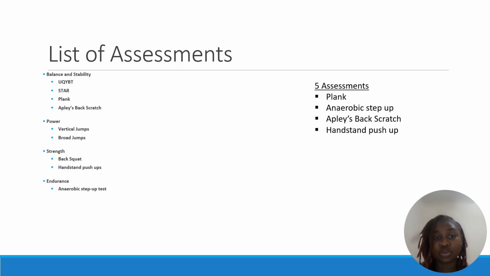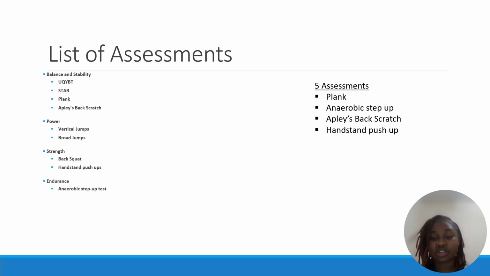Now to get into some personal assessments that I would use for a testing day, beginning with balance and stability. The upper quadrant Y balance test is used to test for upper body strength, stability, and core stability. Upper body strength is needed in entry to the water, takeoff, and in rotations.